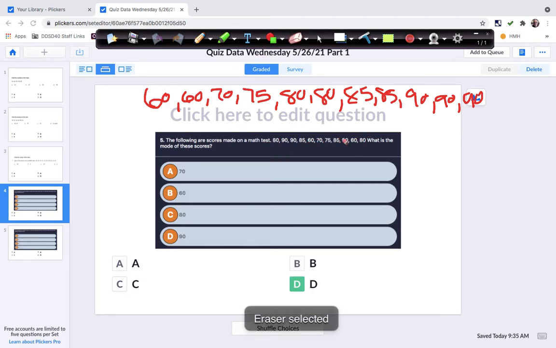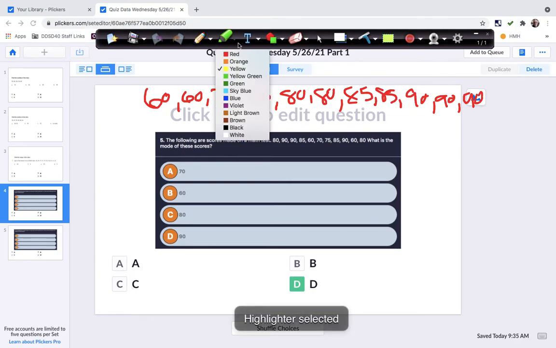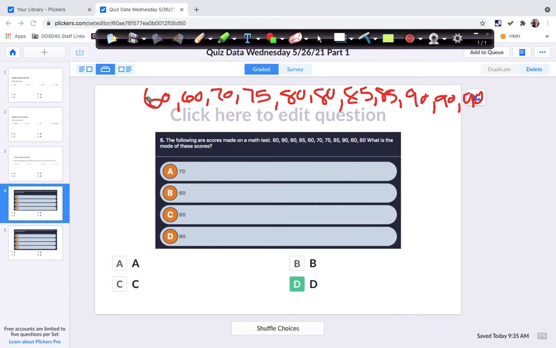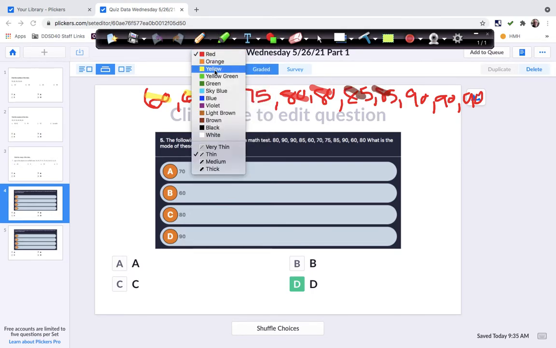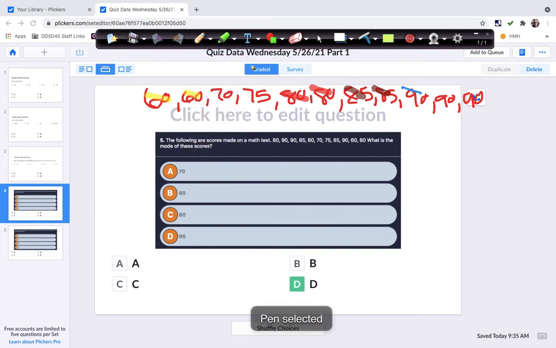So we're going to find the mode. So the mode, I'll highlight here. We've got a couple of 60s. We've got a couple of 80s. We've got a couple of 85s. So they're all tied so far, but this one breaks the tie and it wins because there's 3 of them. So 90 is the mode. So we're looking for the mode on that one.